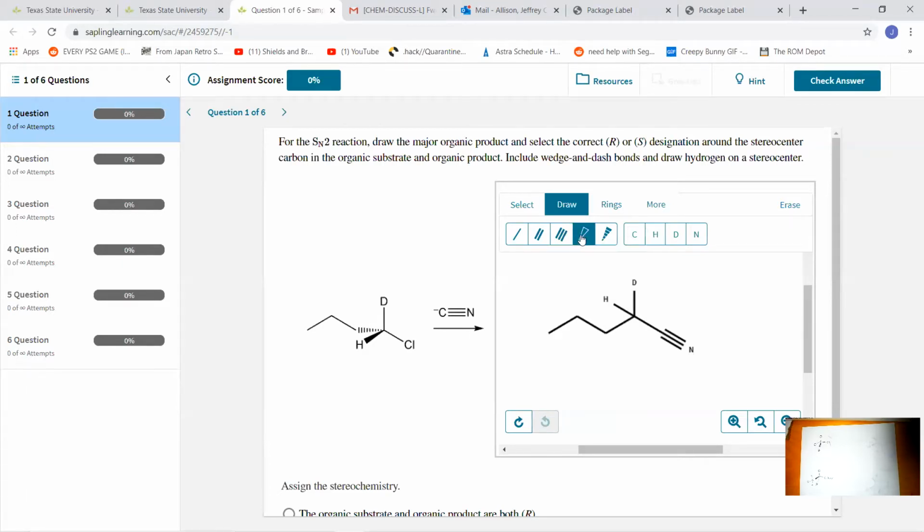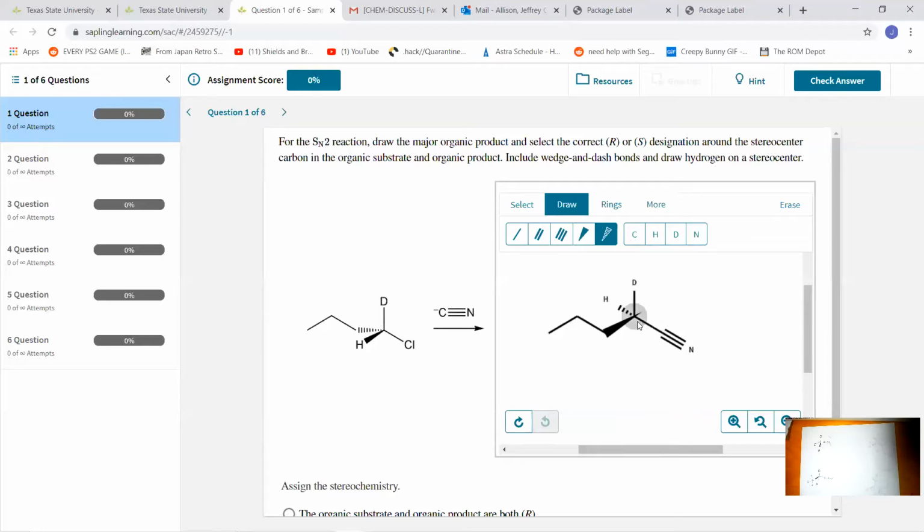So I'm going to click on the wedge and I'm going to click on where the propyl group is. You see I clicked it, it looks backwards, and click on it again, it puts it in the correct way. And then I'm going to do the same thing with hydrogen, except that is going to be dashed like that, okay? And so that's what the product looks like.